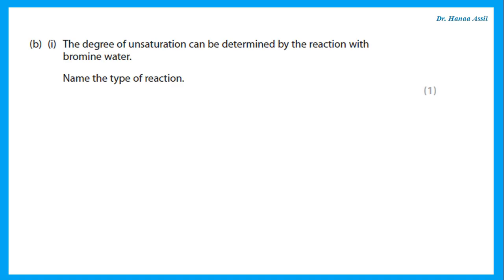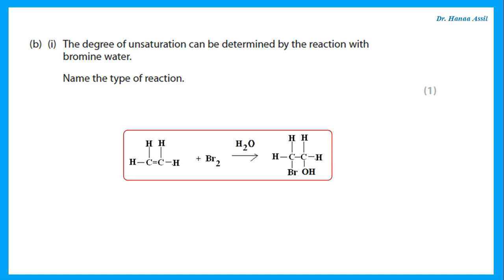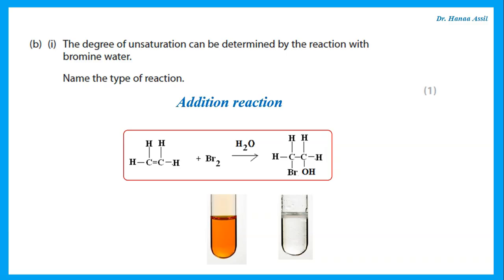The degree of unsaturation can be determined by the reaction with bromine water. Name the type of reaction. We said to test for unsaturation, I add bromine water. The bromine water changes from orange to colorless, or we could say reddish-brown to colorless. That kind of reaction is addition reaction. Remember, alkenes do addition reactions.